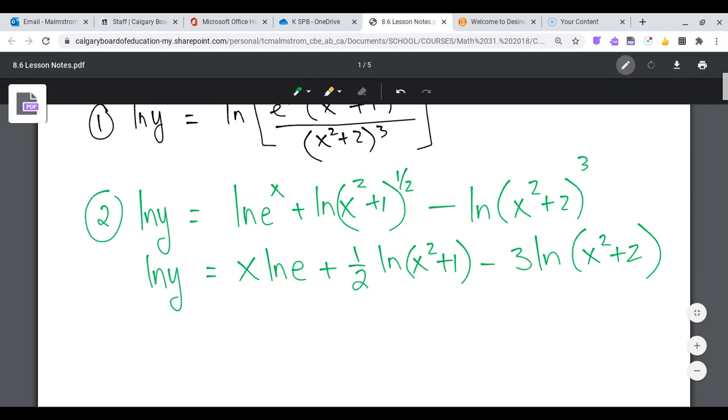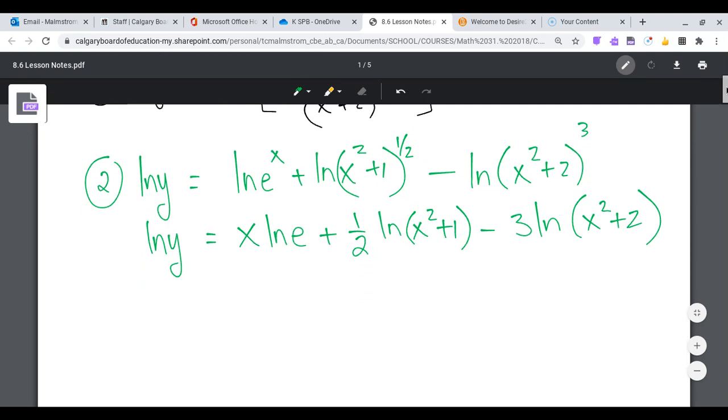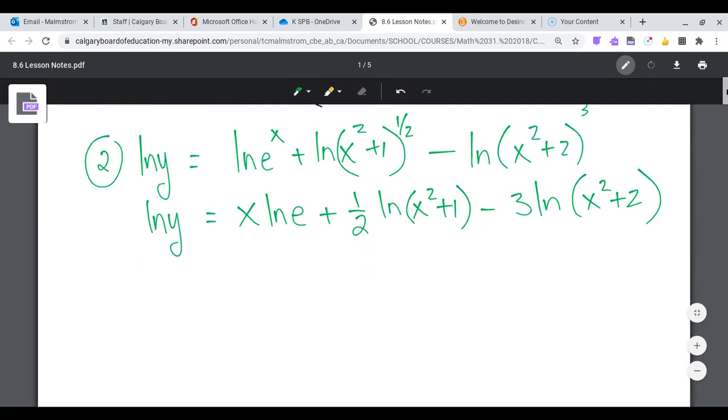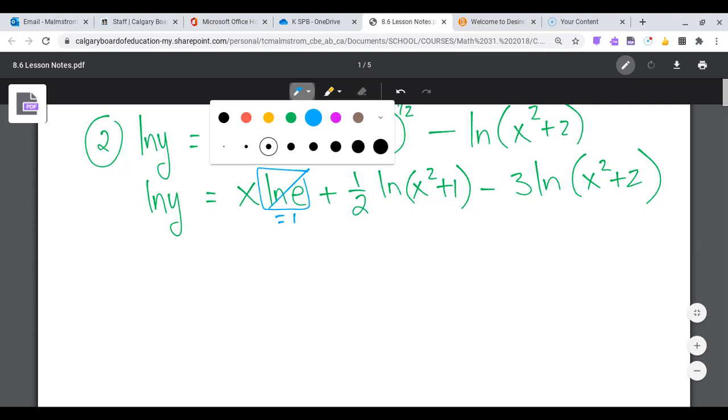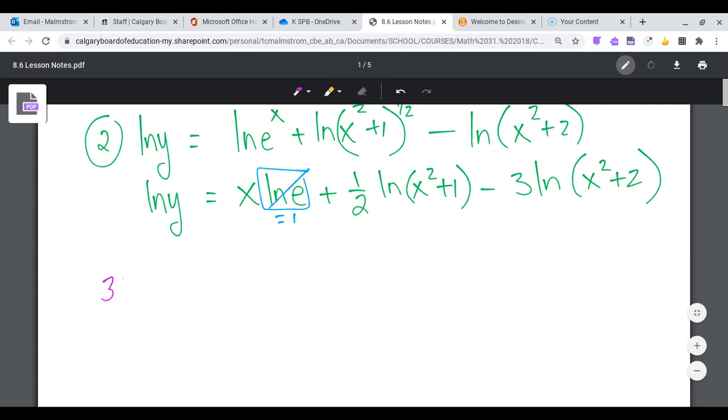Now we have expanded it out, and what's left to do next is to differentiate. So just before I differentiate, I'm going to notice that I do have a ln e. So pay attention to this. What is ln e? That's just log e base e. So this is just equal to 1. Okay? So we could just simplify that out before we move on to the differentiation step.